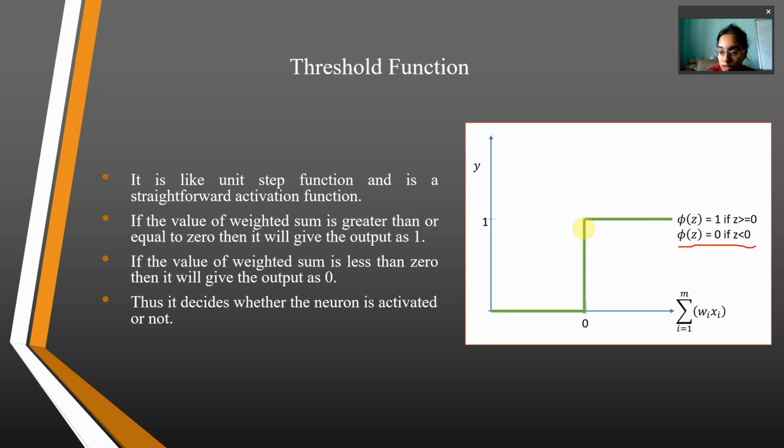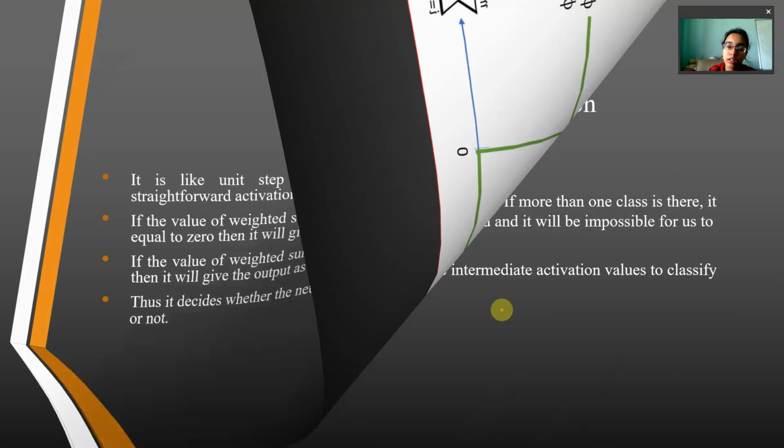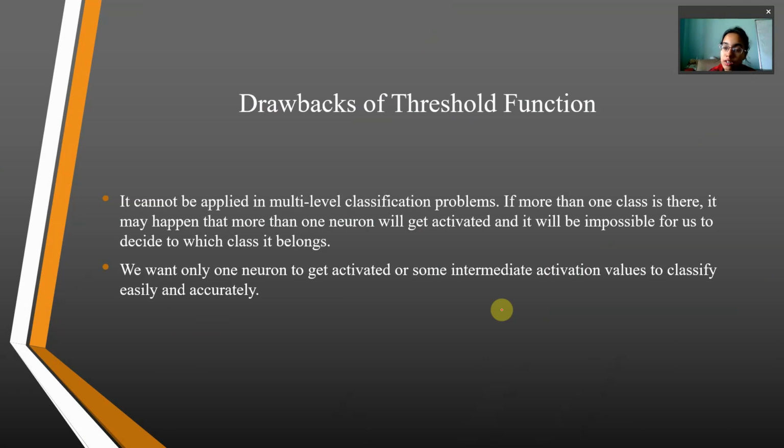So this is the output 1, because here z is greater than or equal to 0. For this case the output will be 1, and for z less than 0, that is for this region, the output will be 0. So this is actually the threshold function. But there are some drawbacks of the threshold function, for which we cannot use it in every case. So what are the drawbacks of the threshold function? The main drawback is that it cannot be used in a multi-class classification problem.